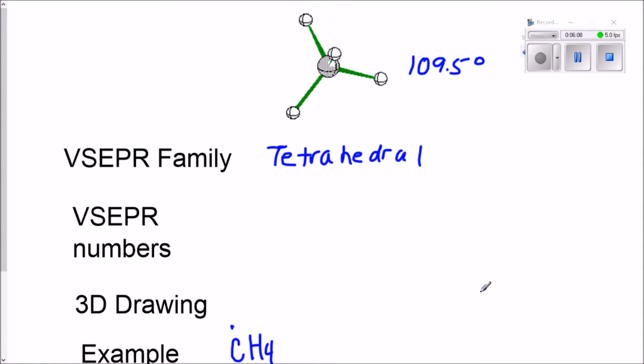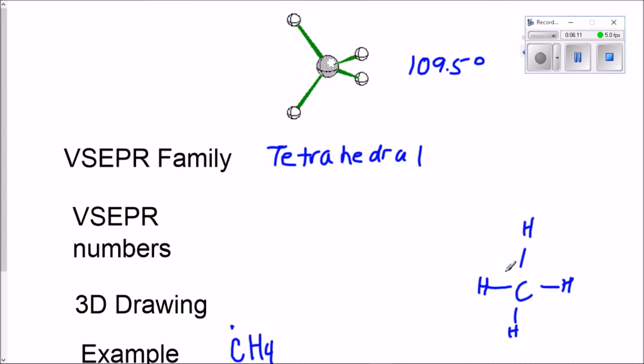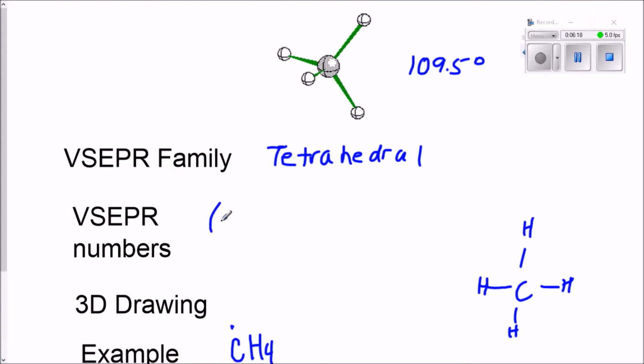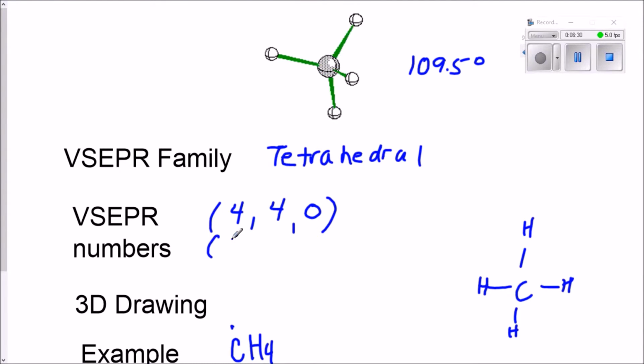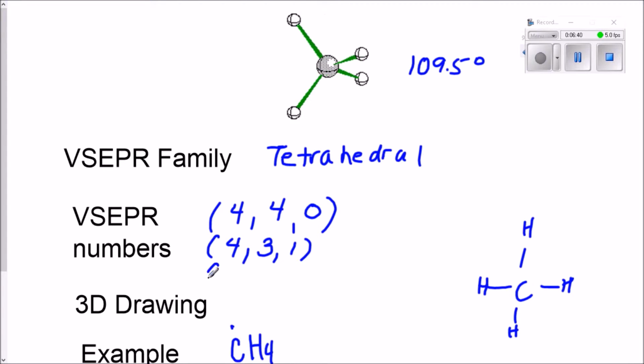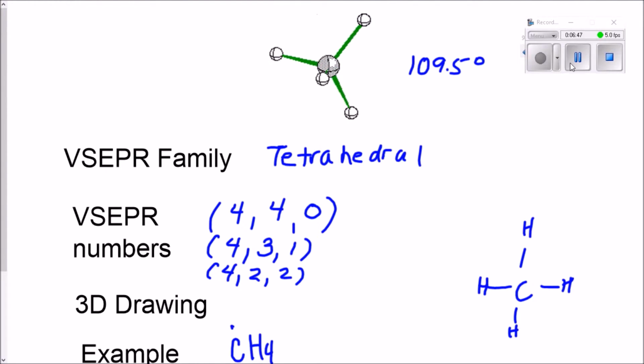The Lewis structure for methane looks like this. The VSEPR numbers that we give this are: it has 4 total pairs of electrons, so we give it a number of 4. All 4 of those are in bonds, so we write a 4 there, and there are 0 lone pairs. Those are the VSEPR numbers. You could also have 4 pairs of electrons where you have 3 bonds and 1 lone pair, and you could also have one where you have 4, 2, and 2. Those are the major ones we would look at, and each one would have its own unique shape. We're going to focus on methane though, which is 4, 4, 0.